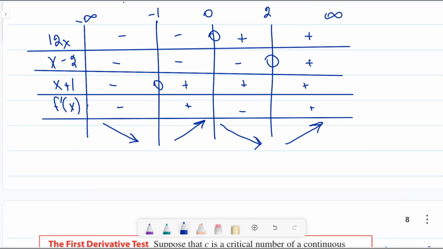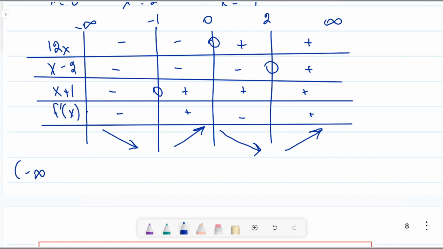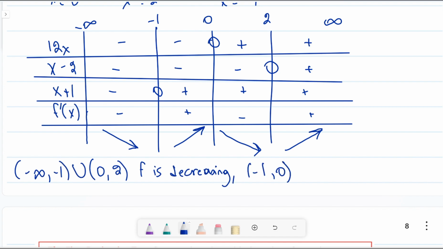If you want, I can always write a conclusion: from negative infinity till -1, union 0 till 2, f is decreasing. And from -1 till 0, union 2 till infinity, f is increasing.